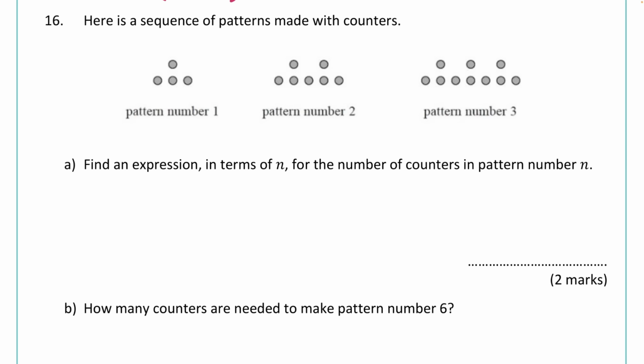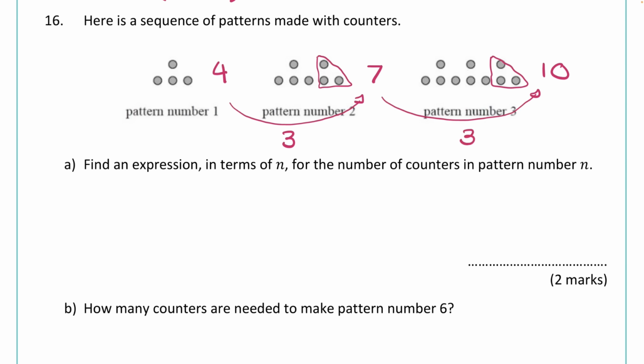So here we have 4 counters. You can see on the next one, an additional 3 counters is added on, these ones here. So that means we have 7 counters. And then again, we have an extra 3 being added on here. So that is 10 counters. So the difference between these patterns, it goes up in 3s.